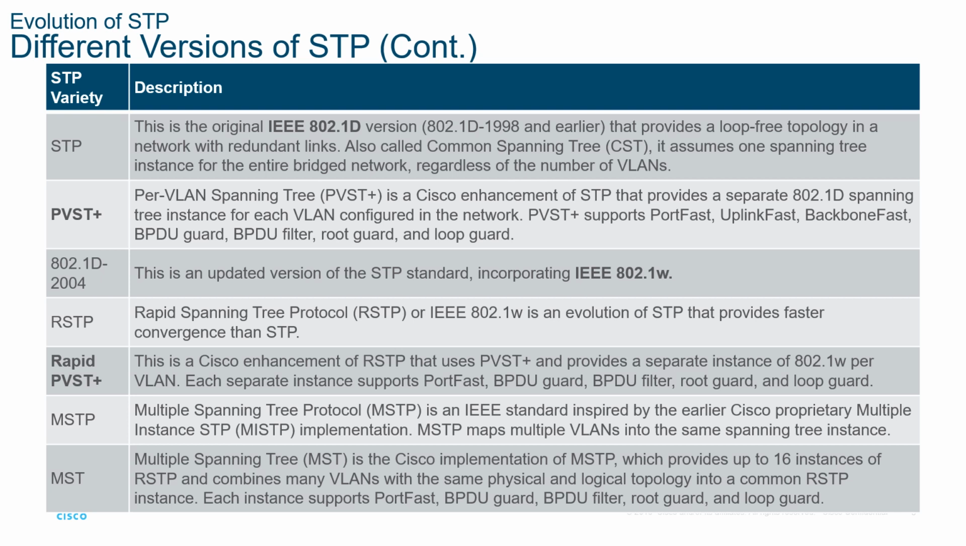To put some perspective, the basic spanning tree protocol does not cater to the addition of VLANs on the switch. To cater to that, Cisco made an enhancement of STP that provides a separate 802.1D spanning tree instance for each VLAN configured in the network. That's what we call PVST plus. So PVST plus is the Cisco version of the STP.